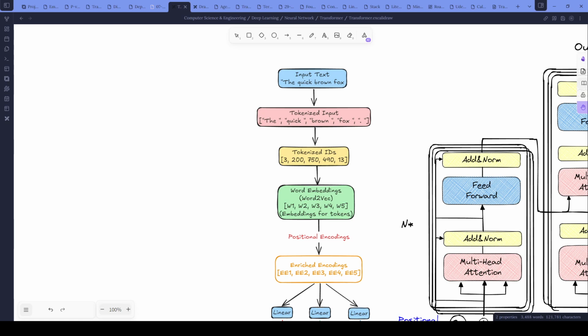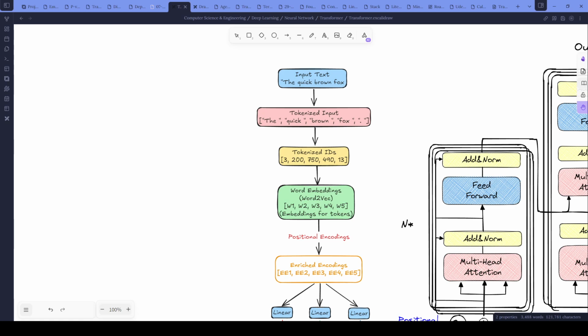So in the beginning, an input text is fed into the transformer model, but in order for the transformer model to understand natural language sentences or text, they need to be preprocessed. So for instance, if there's an input text something like "the quick brown fox," it will be tokenized into smaller chunks.